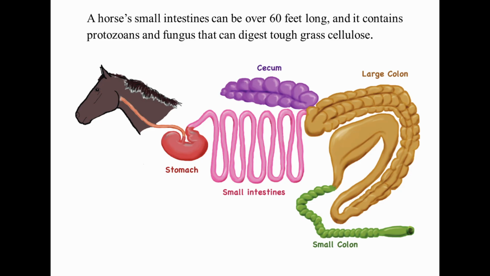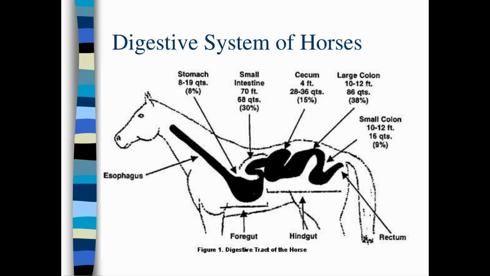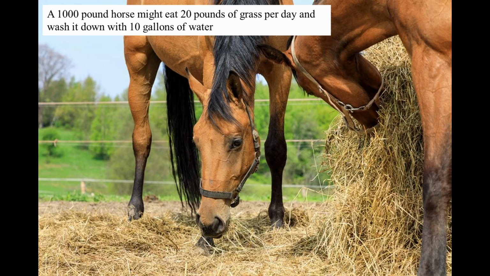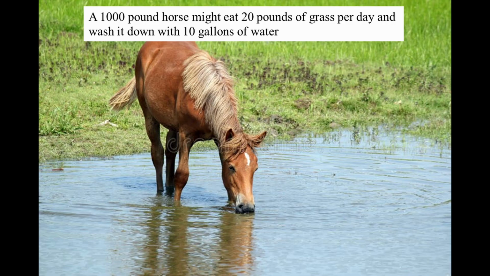However, a horse's small intestines can be over 60 feet long, and it contains protozoans and fungus that can digest tough grass cellulose. The process of digesting cellulose in leaves and grass is slow, and the nutrient content is meager, which is why these animals have such a complex digestive tract and must eat so much plant material. A 1,000-pound horse might eat 20 pounds of grass per day and wash it down with 10 gallons of water.